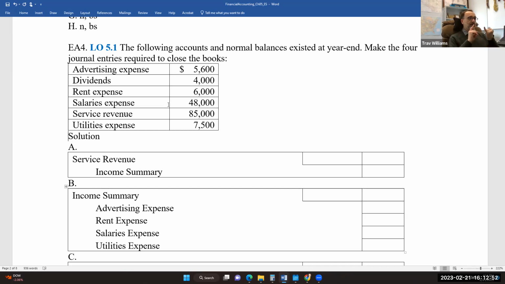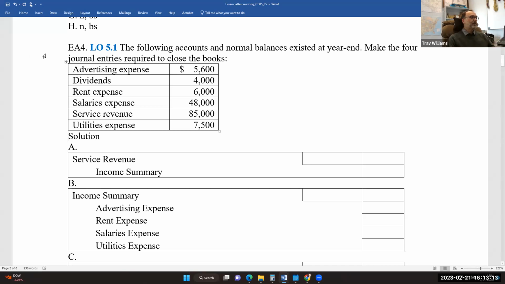Okay, so step 1, revenue. Step 2, expenses. Step 3, close out income summary. Step 4, dividends. All of those accounts will have a 0 balance at that point, and then we can do our post-closing trial balance.